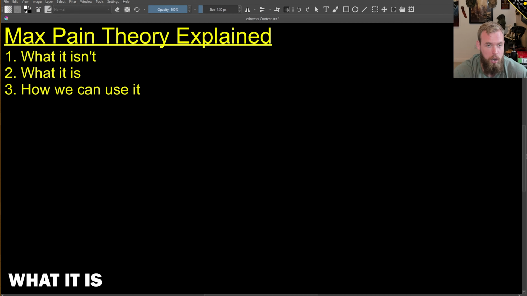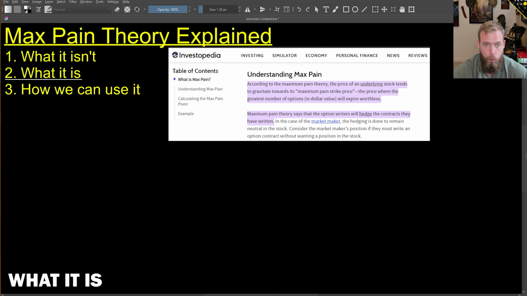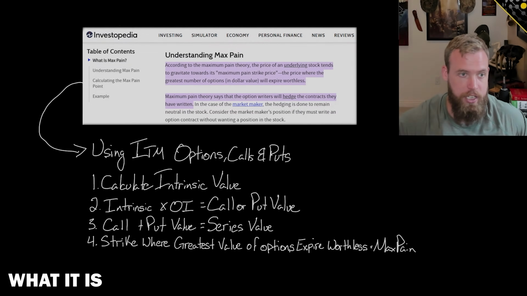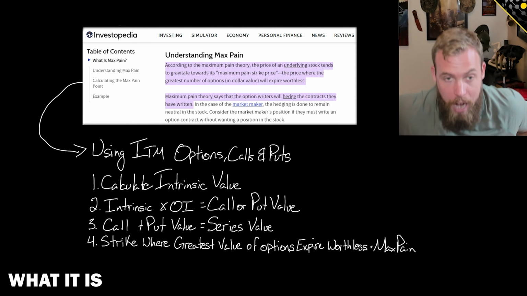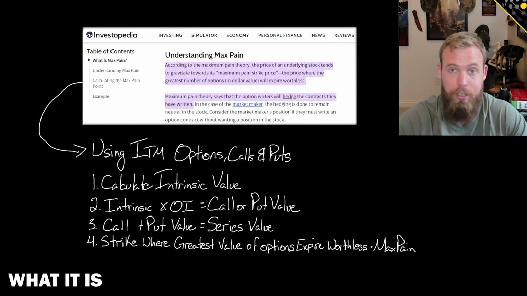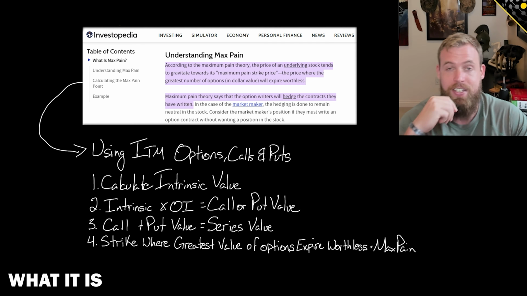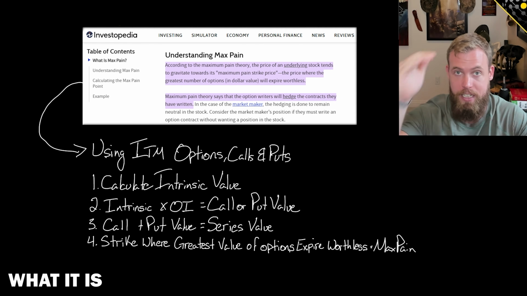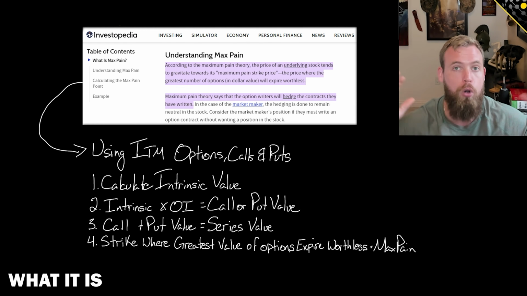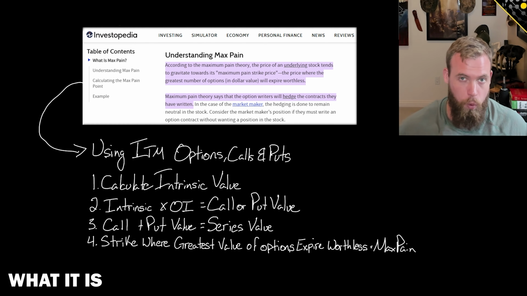So first off, I want to start with a quick definition from Investopedia. You can read that at your leisure. I'm going to summarize it for you because that's what I'm here for. Essentially, it's the strike price in an individual series, meaning an expiration cycle, where the most options expire worthless.